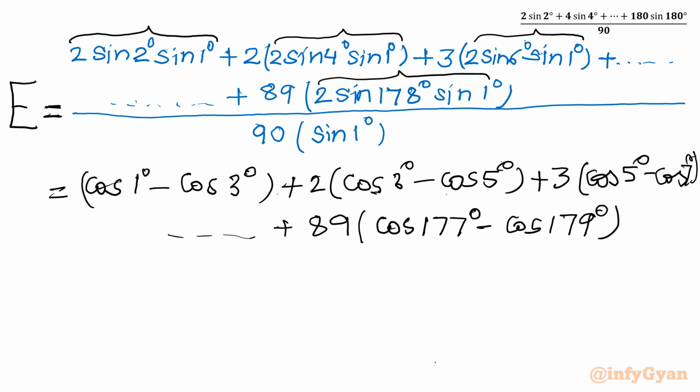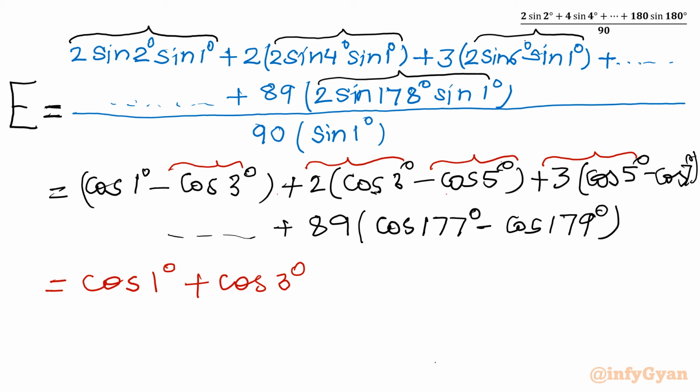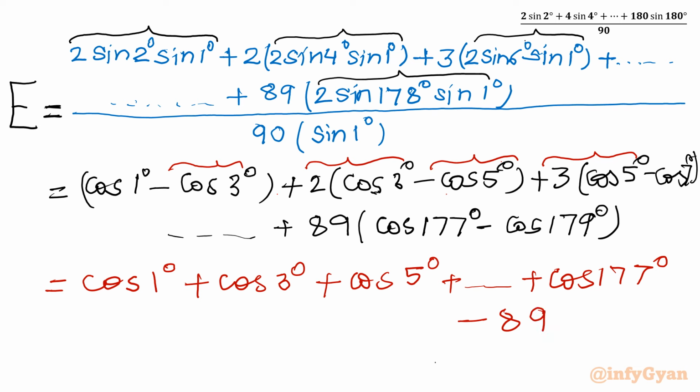Now if you see, minus cos 3 is there and here it is 2 cos 3, so it will give us only cos 3. Here, this is minus 2 cos 5 plus 3 cos 5. So ultimately we will finally have cos 1 degree, then cos 3 degrees, then cos 5 degrees, and so on. The last terms would be 89 cos 177, so that will be only cos 177 degrees, and the last term minus 89 cos 179 degrees.